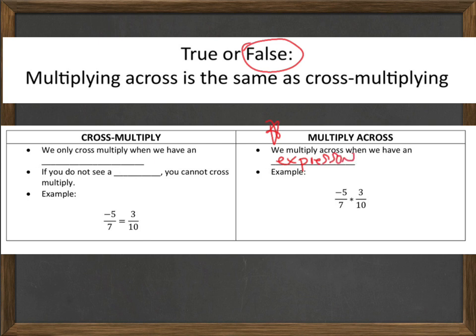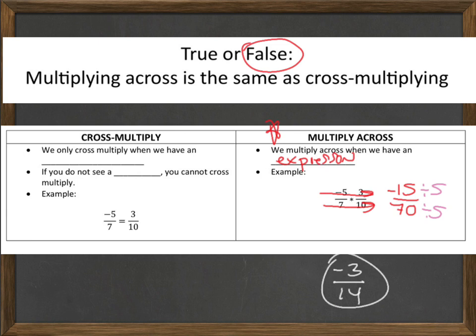The example here is -5/7 times 3/10. Remember, we just finished saying when we have fractions that we're multiplying, we simply multiply across. So you get -15/70. Of course, I could have reduced first, but as you can see, I didn't, so I'm going to reduce at the end. -15 divided by 5 is -3, and 70 divided by 5 is 14. So I multiply across when I have an expression.